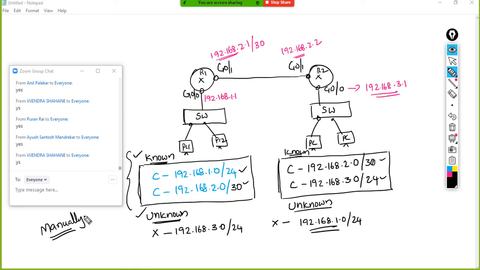Are you clear, guys? So what does the administrator do manually? He is going to check what the known networks and unknown networks are in each and every router. For unknown networks, he is going to write the static routing. Is it clear, everybody? Can we do this lab?